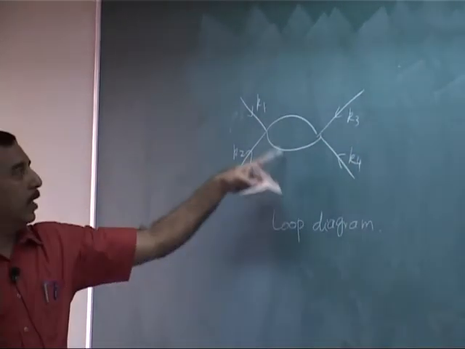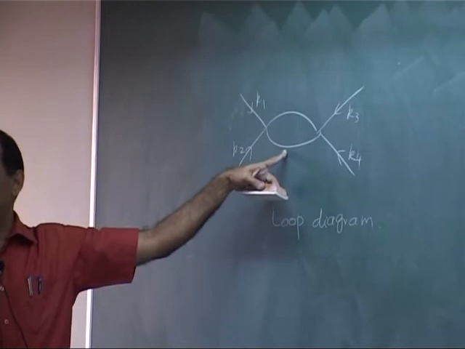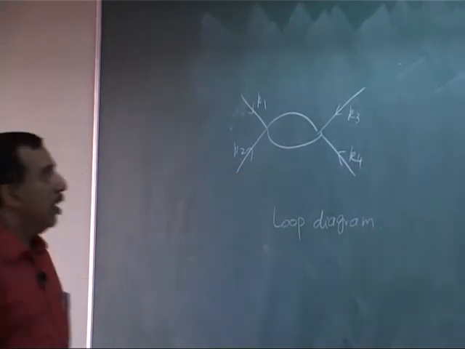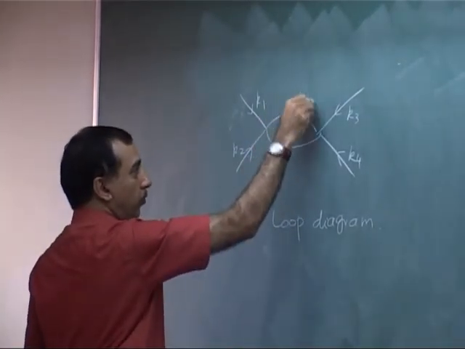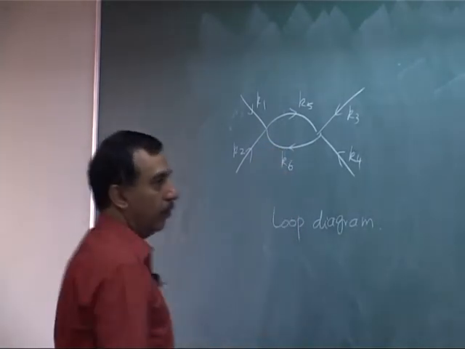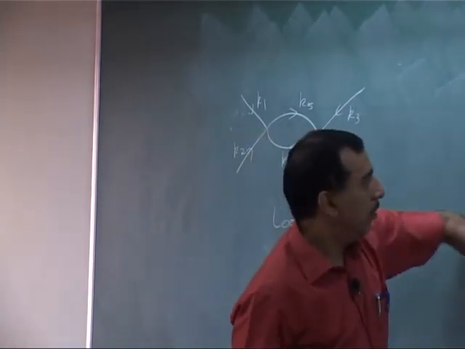What about these lines in between? These should also have some momentum. So let me arbitrarily call it k5 and k6. And here we see something very important.